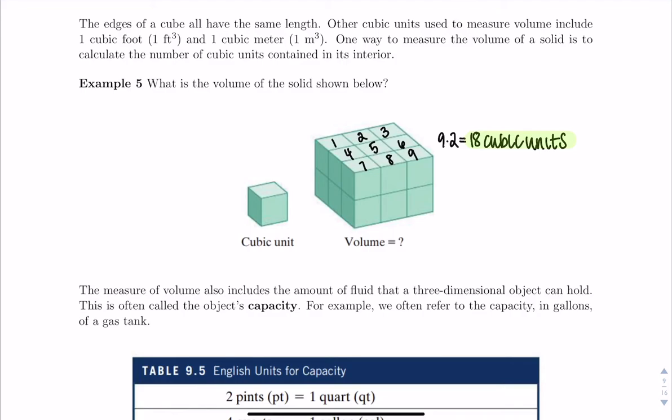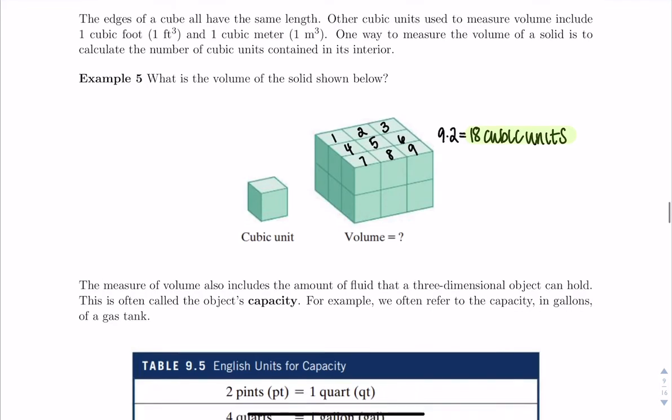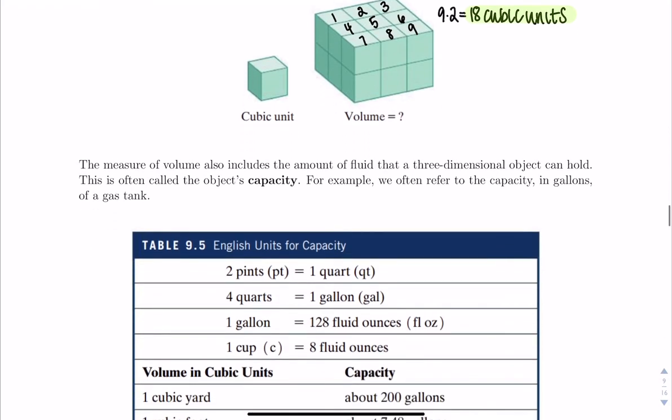The measure of volume also includes the amount of fluid that a 3-dimensional object can hold. So this is often called its capacity. So for example, we often refer to the capacity in gallons of a gas tank. So we have the English units for capacity below.